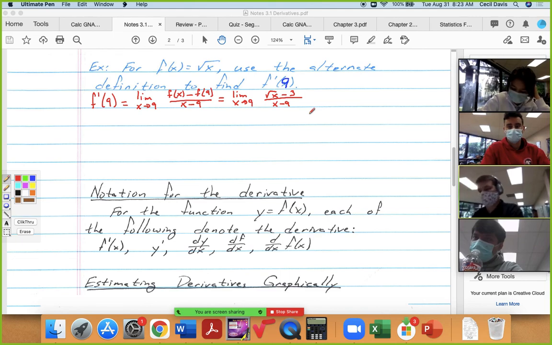So we're going to have to somehow change this so that it's no longer indeterminate. And the key is here in this numerator, notice I've got a square root minus a number. What I'm going to do is multiply both the numerator and the denominator by the conjugate of the numerator. In other words, I'm going to multiply by the square root of x plus 3 over the square root of x plus 3.